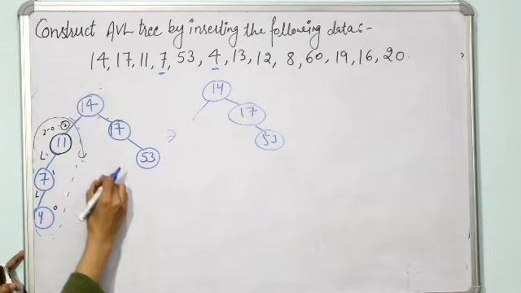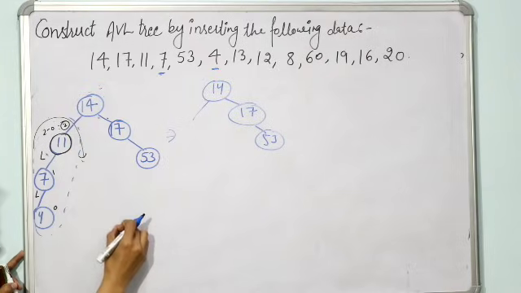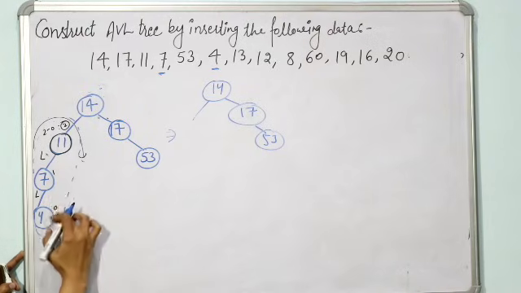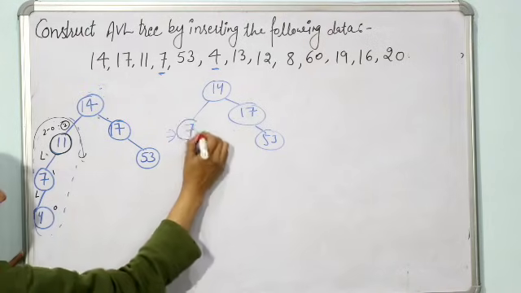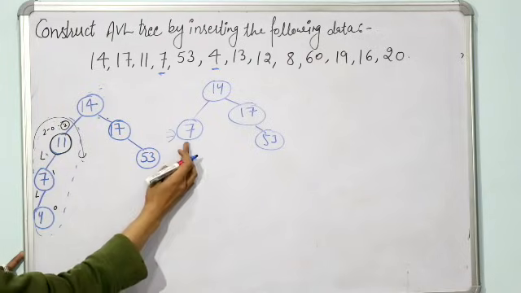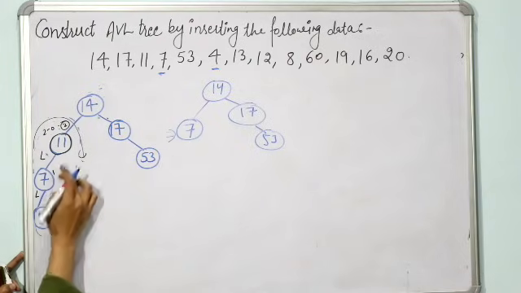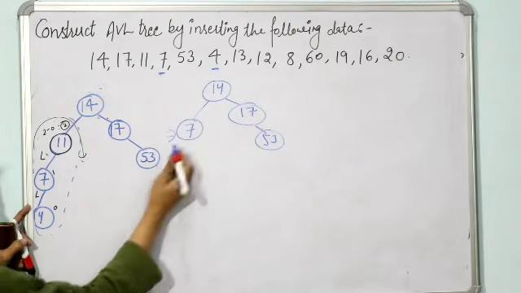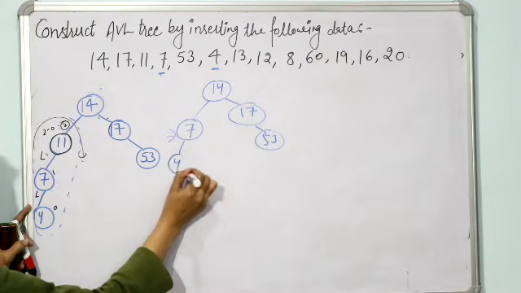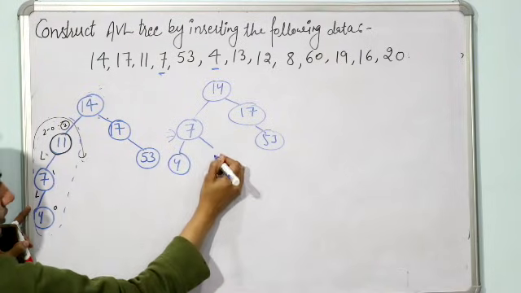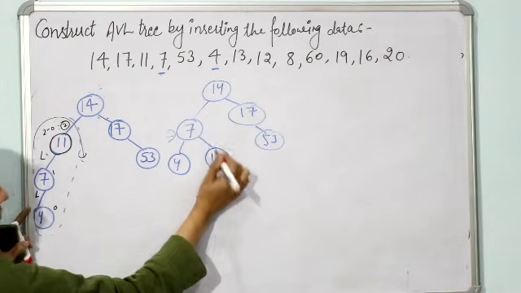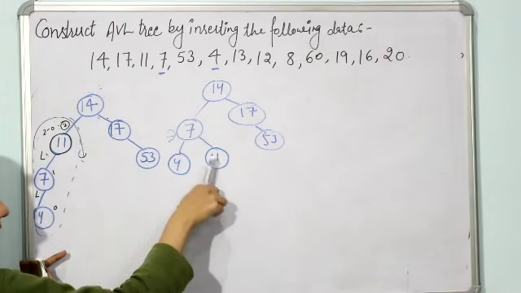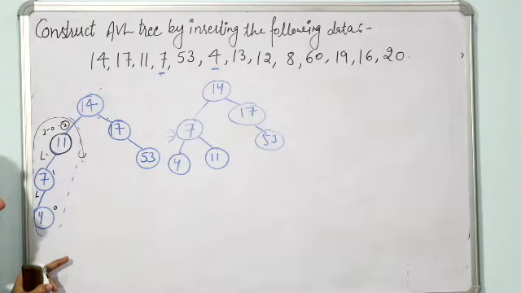Pull out this, or you can say pull down this 11 to the right side, right rotation. The median of this one is 7. So 7 would go up, that would become the root. Fine. 11 and 4 would be the children of this 7. 4 would be to the left of 7 and 11 would be to the right of 7, because it is a BST. So the greater element would be on the right side and the lesser element on the left side.